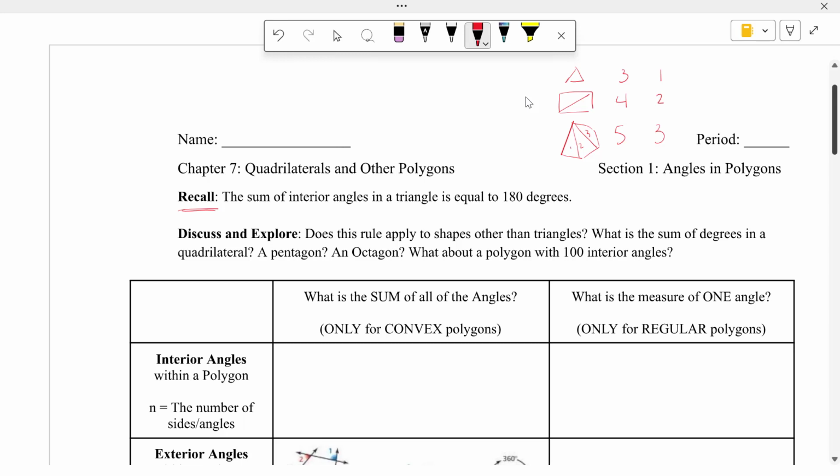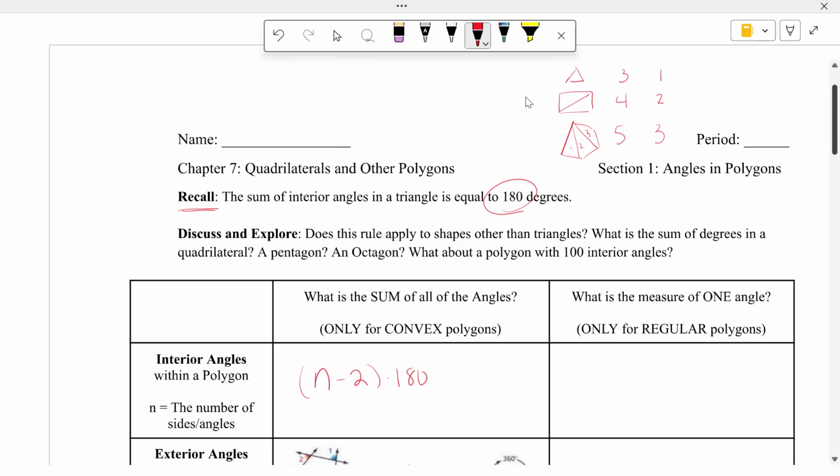For every number of sides of your shape, you can make 2 less triangles. And for every triangle, we know that we have 180 degrees. So if we're looking for the total number of degrees in a shape, we're going to use this formula: the number of sides, subtract 2, and multiply that by 180, because the number of sides minus 2 gives you how many triangles you could make in that shape, and then times 180 for every triangle.